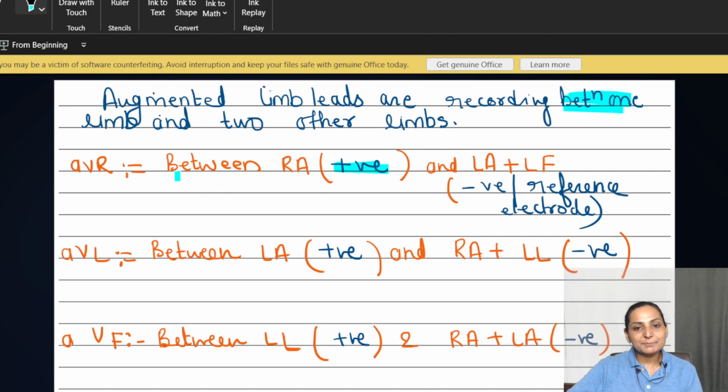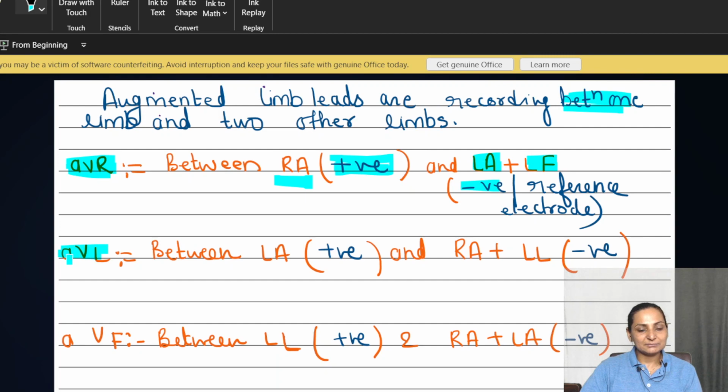So it is the difference between one particular limb. For example, if I say AVR, so it is right arm, and here the right arm is active or exploring, therefore it will become the positive terminal, and the remaining two, that is the left arm and the left leg, will become negative or the reference electrode.